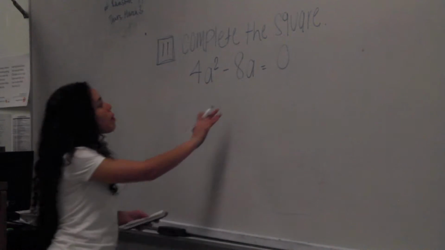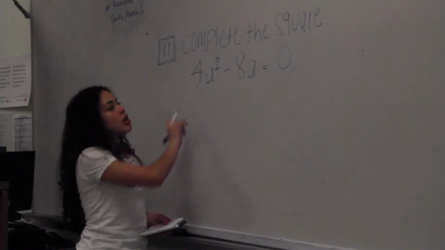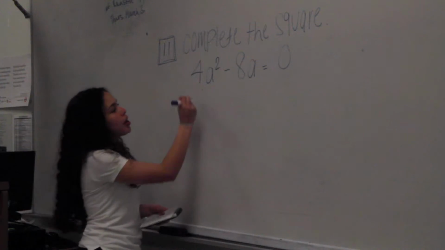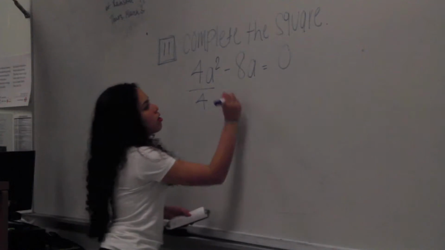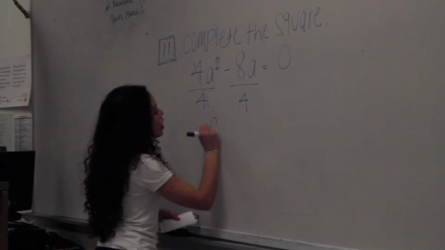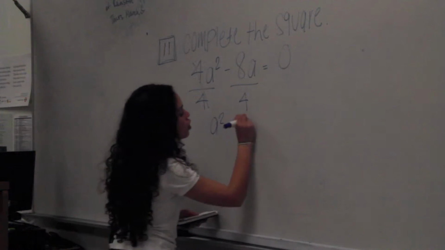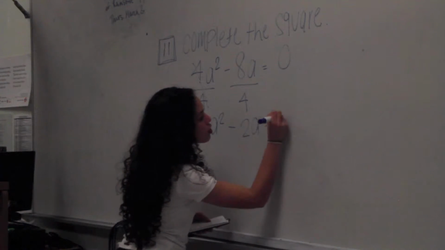So it's important to remember that there isn't supposed to be a 4 here. It's supposed to be a 1. And the way that we get rid of the 4 is by dividing by 4. Dividing by 4 here, and this is going to cancel out. Rewrite this as a squared minus, what's 8 divided by 4? It's 2. 2a equals 0.